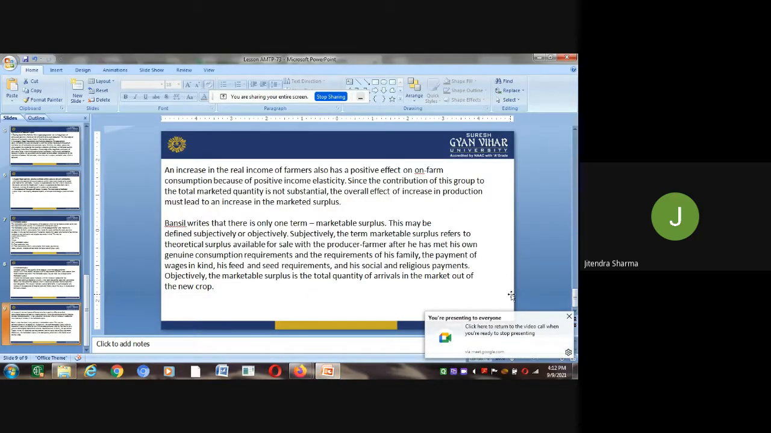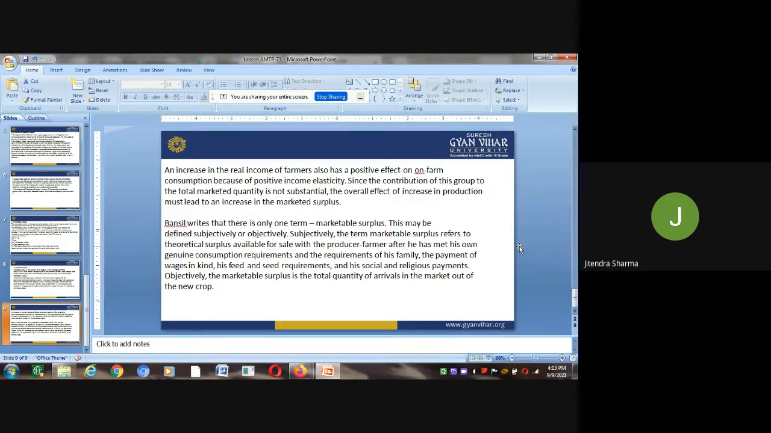So we have discussed this in detail. Once again I'll repeat that an increase in the real income of farmers also has a positive effect on farm consumption because of positive income elasticity. Hence the contribution of this group to the total marketed quantity is not substantial. The overall effect of the increase in production must lead to an increase in the marketed surplus.